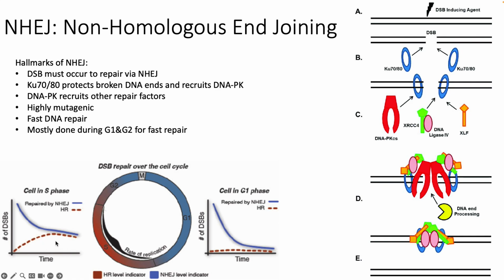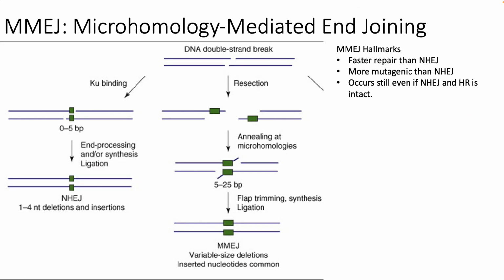This is just exactly what I was saying. This is the number of double strand breaks over time. In S phase, HR increases while NHEJ decreases, because NHEJ is more prevalent in G1 phase. But yeah, I basically explained what I was trying to explain here.